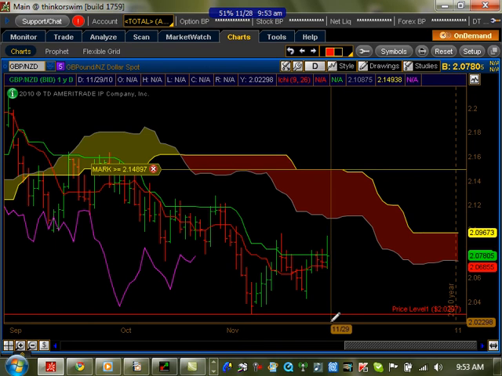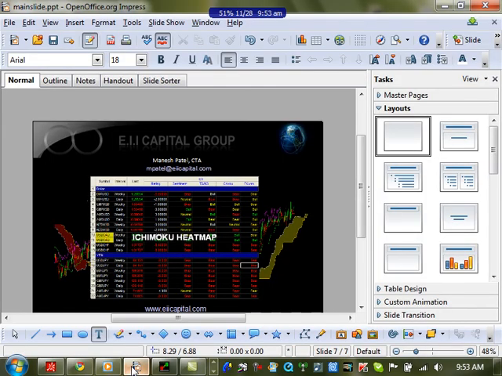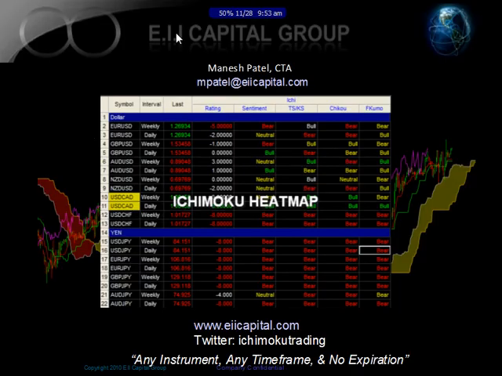Okay, so that's it for this week for the Ichimoku analysis for the currency markets. Remember, the heat map is in beta right now, so that's why we haven't released it. But we'll definitely get that corrected and have it ready for the website release probably in about a week or two.